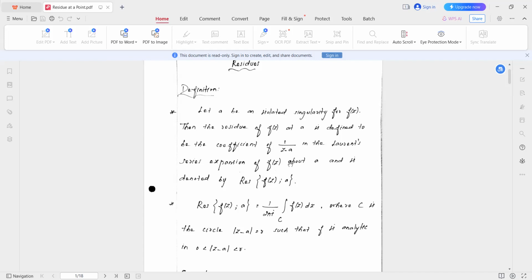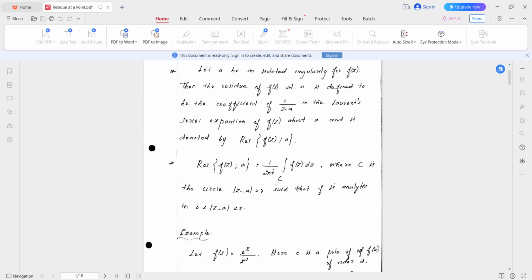The residue of the function f of z at the point a is defined to be the coefficient of 1 by z minus a in the Laurent series expansion. Okay, so next definition: the residue of f of z at the point a is nothing but 1 by 2 pi i integral over c f of z dz. How did it come? I'll show you.